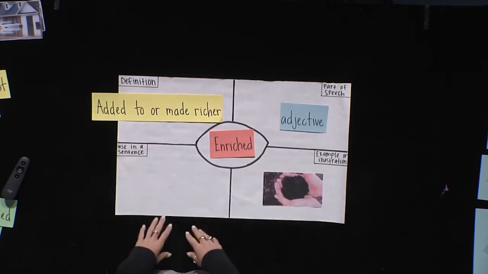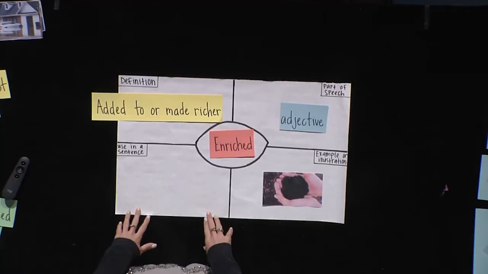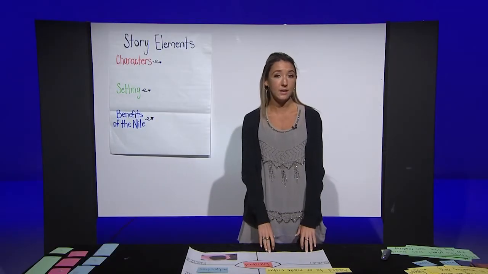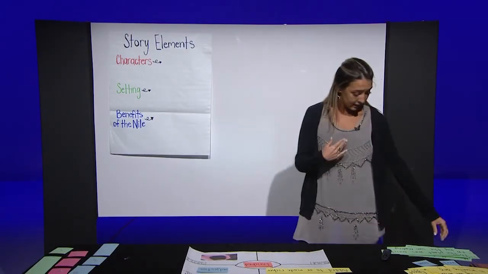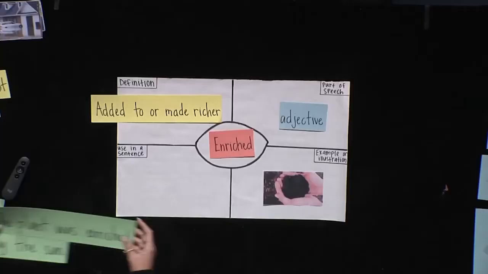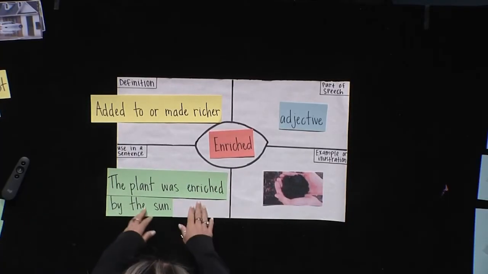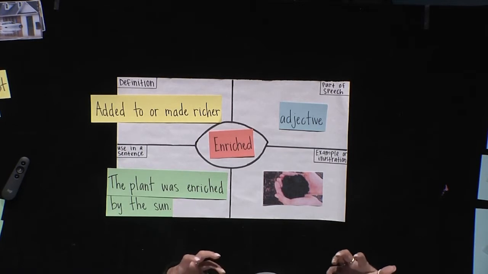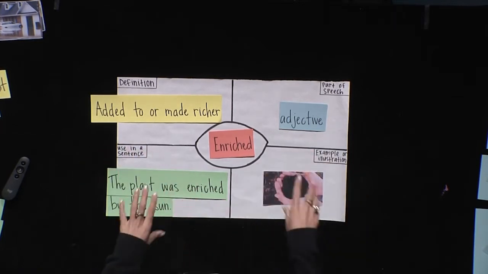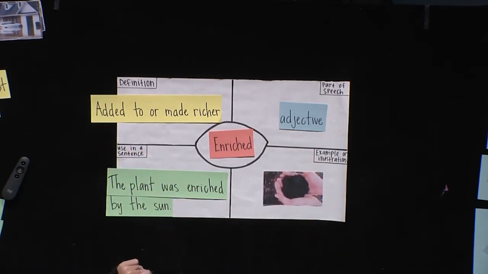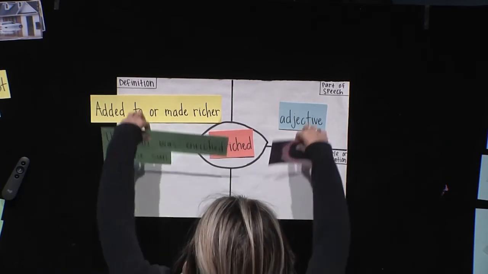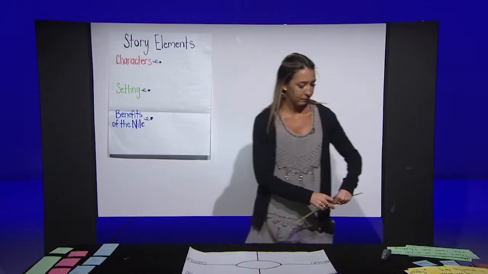And in our Frayer model, we always want to try and use our word in a sentence. So, my sentence, we're going to do this first one together, is: The plant was enriched by the sun, because it's in that soil, right? Something was added to it, it was made richer, right? So that is our very first word. Everybody say that word, enriched. Good job. All right, let's do another one together.